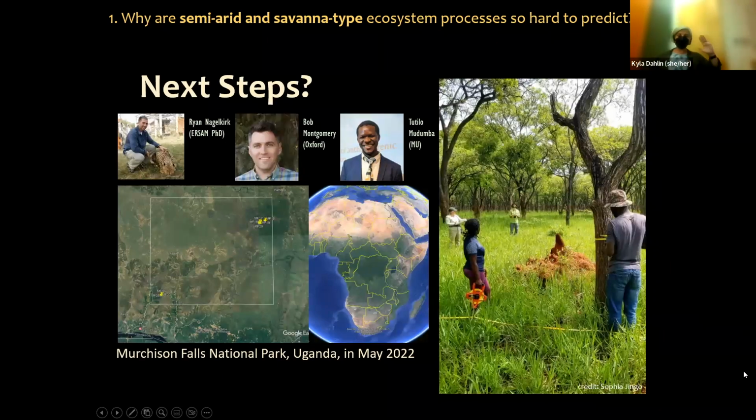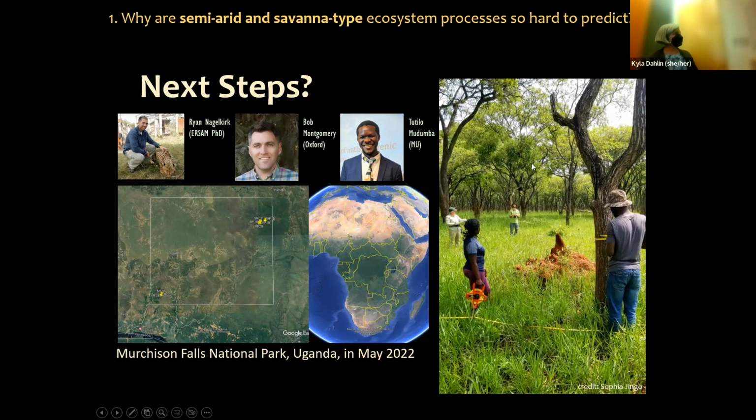Where this is all headed now, I don't know, but I like to think about it. Ryan graduated in 2021, but he had an NSF award that was supposed to send him to East Africa. Of course, it was delayed thanks to COVID, but we finally got to go this past May to Murchison Falls National Park in Uganda and set up some plots. It's a really cool, really interesting area. We got to go there thanks to Bob Montgomery and Tutula Madumba, who both have MSU affiliations, which is why we got to work with them. We got to go measure some trees.